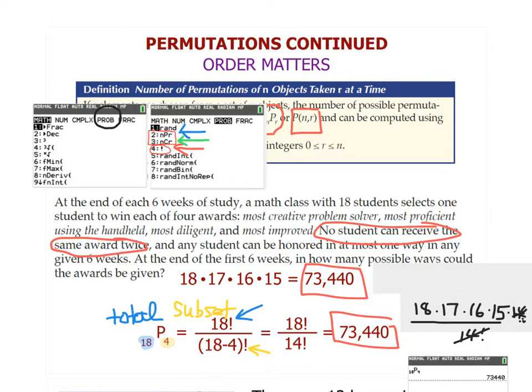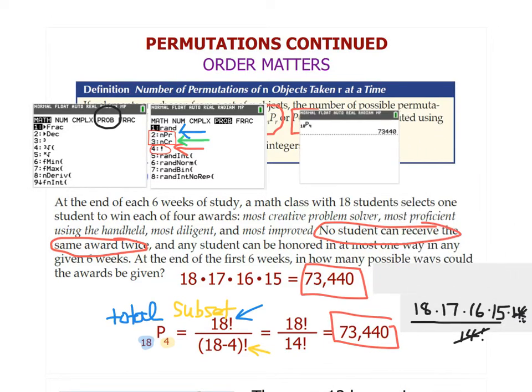So if I'm wanting to do a permutation, then of course we're going to select number 2. Then when you select number 2, you'll have to type in the n and the r. So the total would go first, the 18, and then the subset would go second, the 4, and then you just hit enter and it'll give you that same answer.